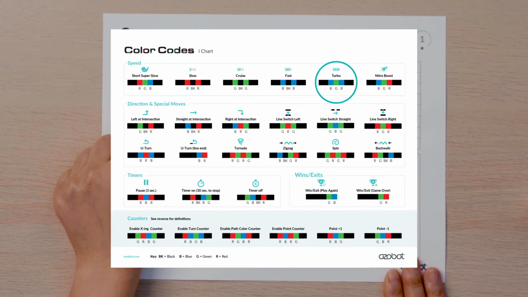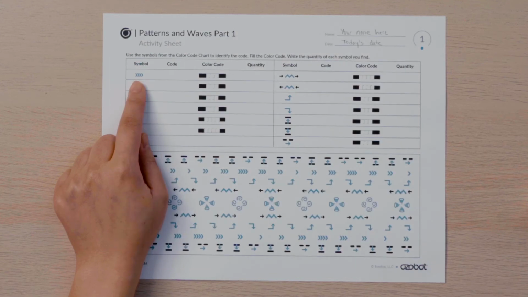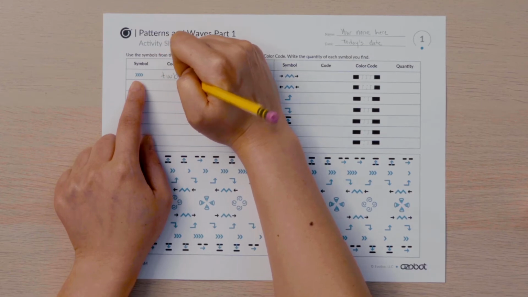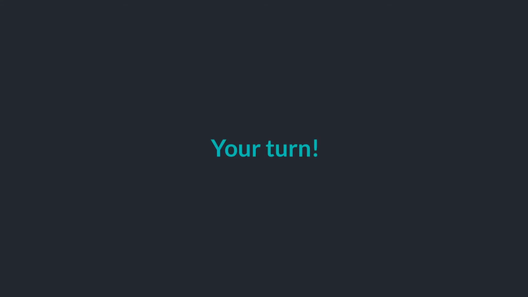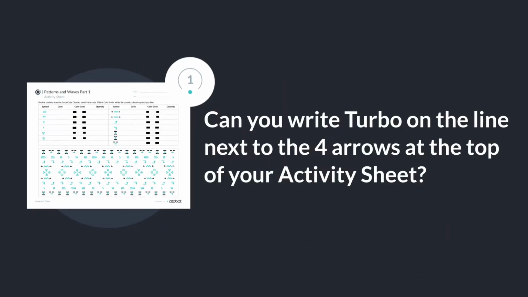Correct. The 4 arrows represent the turbo color code. I'll write turbo on the line labeled code on my activity sheet. Can you write turbo on the line next to the 4 arrows at the top of your activity sheet?